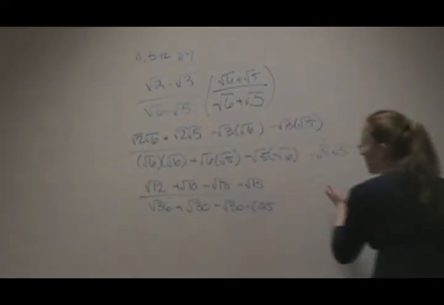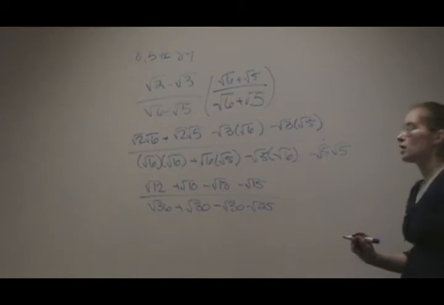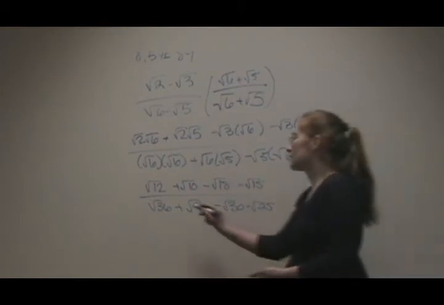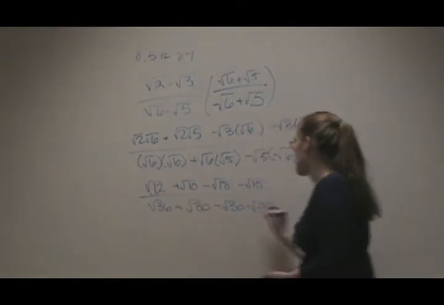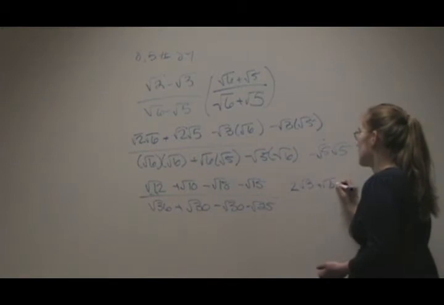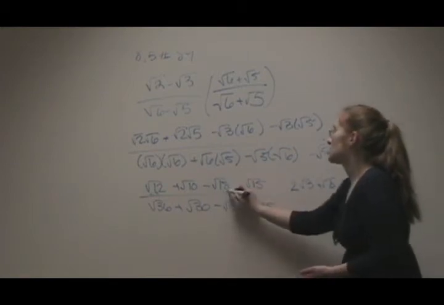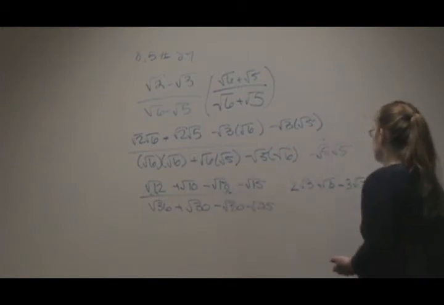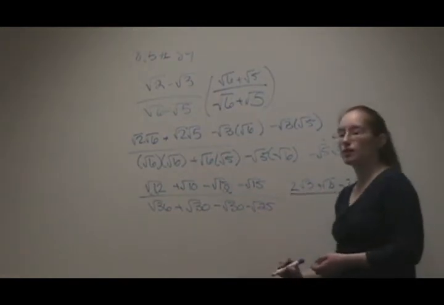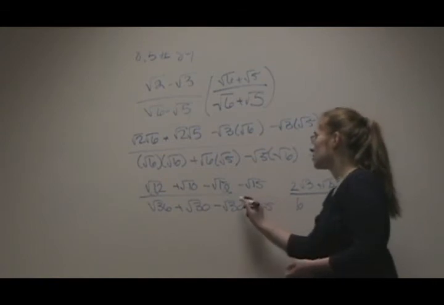Okay, at this point I'm going to start looking at what I can simplify. I just mentioned 12, right? This is 4 and 3, so this becomes 2 square root of 3, square root of 10. This is 9 and 2, so 3 square root of 2, square root of 15. Now on the bottom, what's the square root of 36? 6, right? These two cancel out.